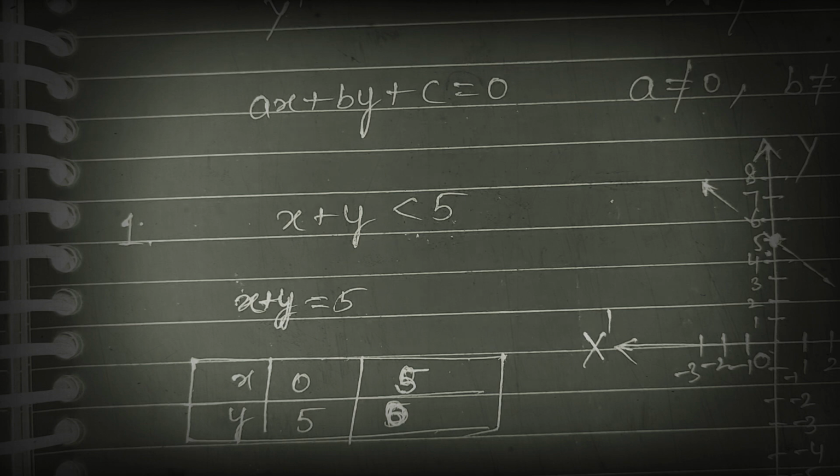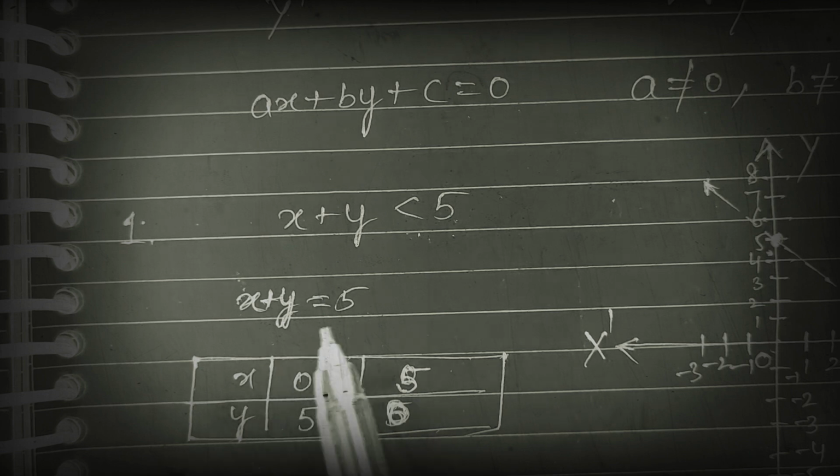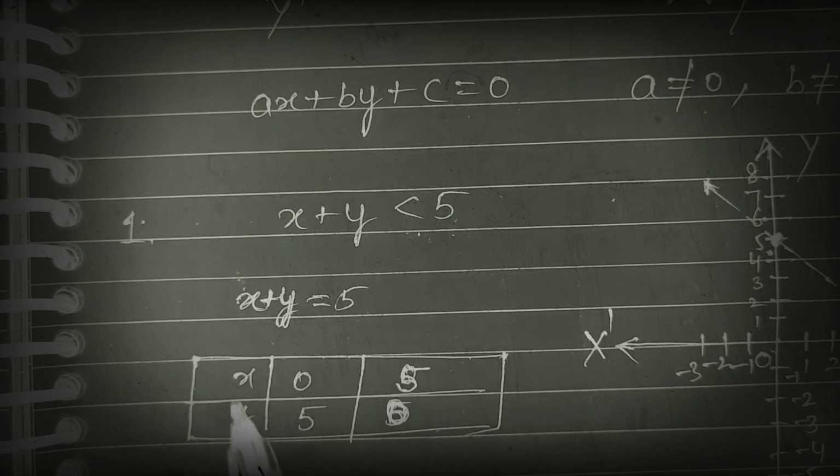Suppose I am saying I have money less than 50 rupees. Less than 50 rupees means it can be 49, it can be 48, it can be 47, but the boundary, I have given you the boundary 50. Less than 50, so here the boundary is given, so we will take the boundary at x plus y is equal to 5. Firstly we will draw the graph of this.